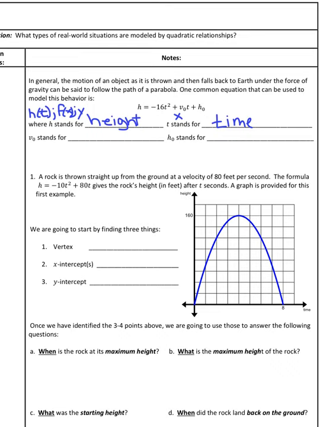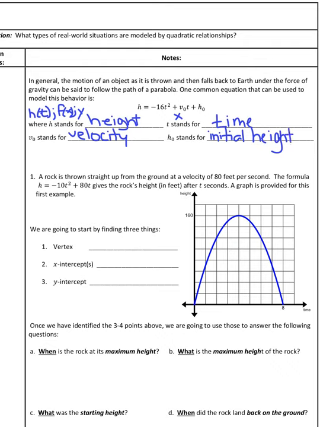V sub 0 stands for the velocity. This is a number we would give you in the problem. We would tell you what the velocity is, how fast the object's moving. And then H sub 0 stands for the initial height. Initial height.